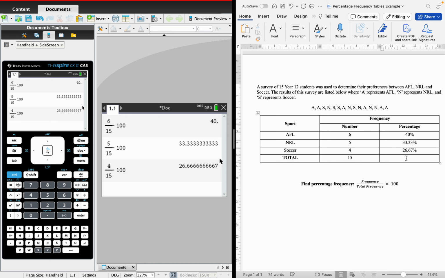Now looking at our total percentage frequency, we would imagine that most of the time it would add up to 100%, because we're looking at our total amount of data, and if we're looking at every bit of data, that's 100% of our data. And if we add up our percentages in this example, we can see that that does add up to 100%.